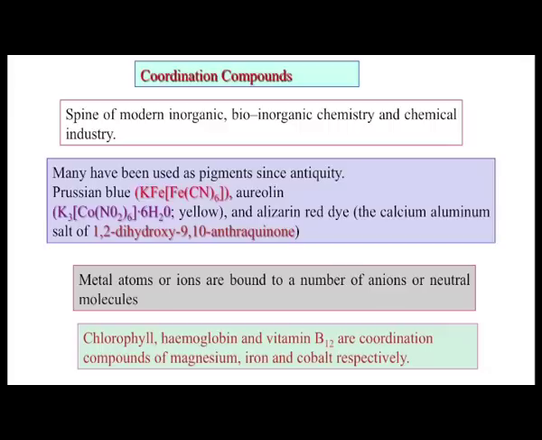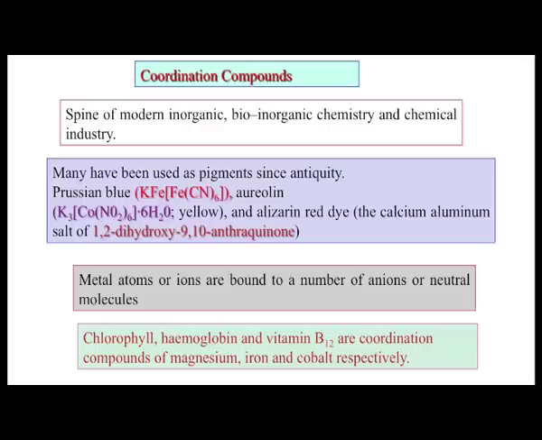Then we also see how these can be utilized for different pigments. This is also an application. So, Prussian blue, we all know, and aureolin is another compound, and the alizarin red dye. These are three examples, again taken from your CBSE book. So, what is this Prussian blue? Definitely this color is highly intense, and Prussian blue can be utilized as paint.